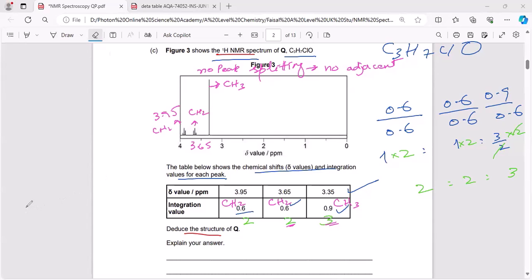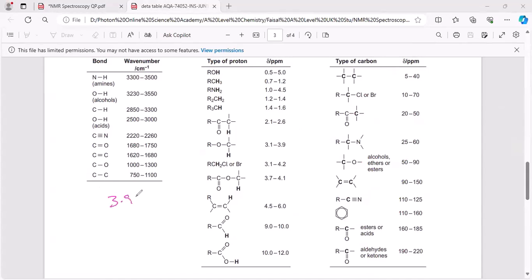Now let's use a data booklet. In this data booklet, one peak is at 3.95, triplet. So where is 3.95? 3.95 comes here under this. So it means this should be the possible structure, RCH2Cl. We have a CH2 and Cl, so I will choose this as a fragment.